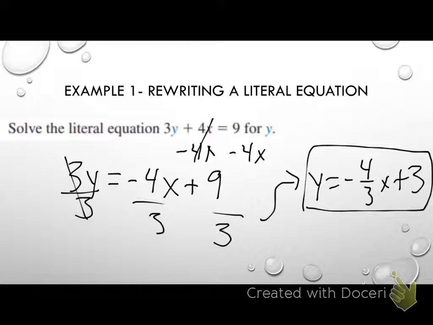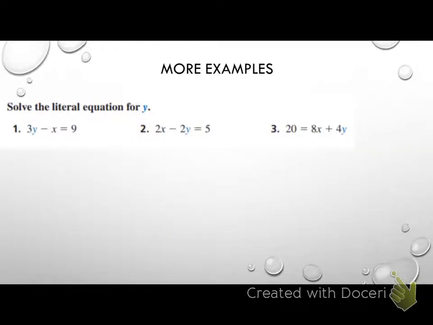Any questions there? We good? Not too bad? Can I go ahead and move on to the next slide? So here's just a few more examples. Solve the literal equation for y.